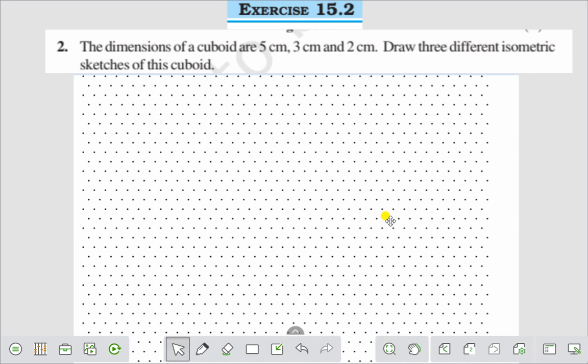Hello everyone. Today we shall discuss exercise 15.2 question number 2. The dimensions of a cuboid are 5 cm, 3 cm and 2 cm. Draw 3 different isometric sketches of this cuboid. Let us draw.